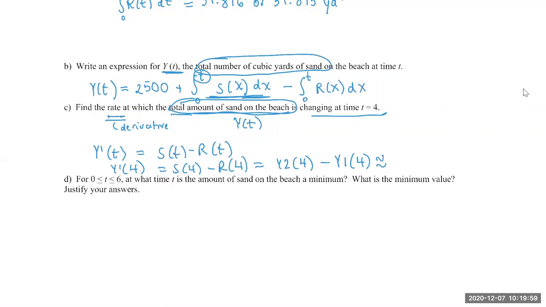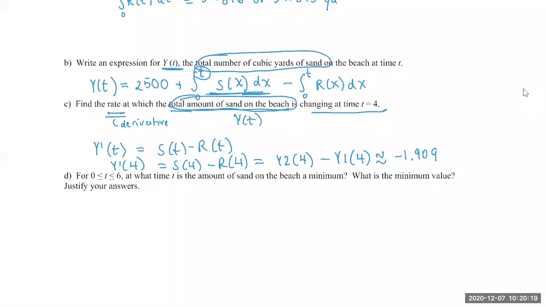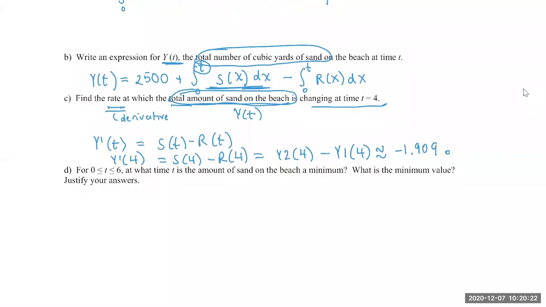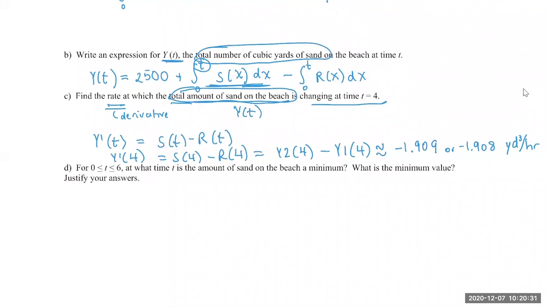Okay, good. The ones coming through are correct. Okay, perfect. Since I'm getting quite a few coming through, it's negative 1.909, or if you had truncated, negative 1.908 is also acceptable. And the units of measure are cubic yards per hour, since it's a rate of change.